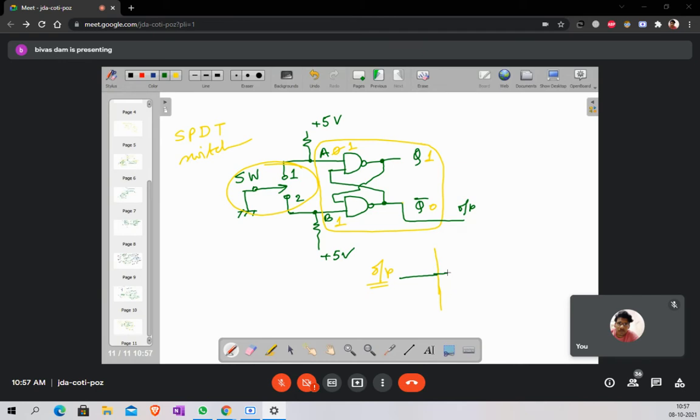Fine. Now, how long does this continue? Till the switch contact reaches position 2. As soon as the switch reaches position 2, what has to be B? 0. What happens to A? 1. So as B is now 0, what happens to Q bar? 1.